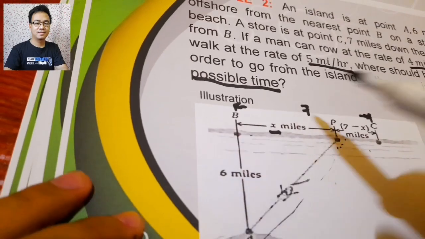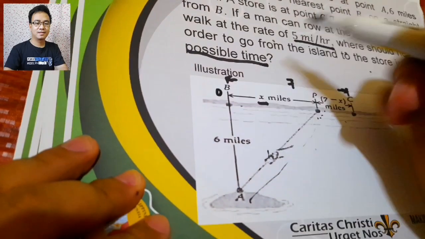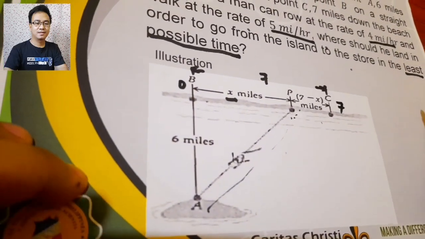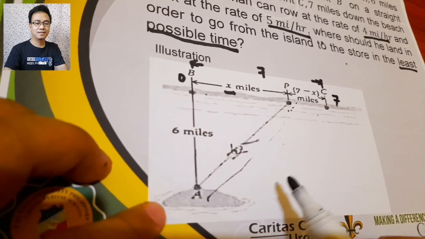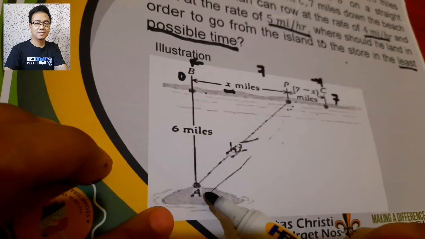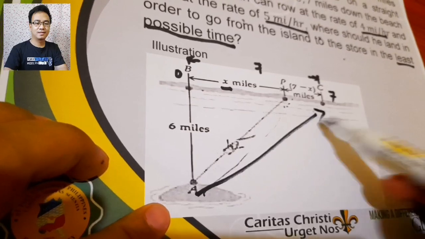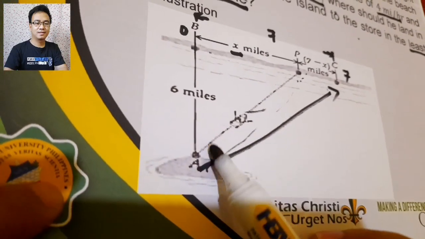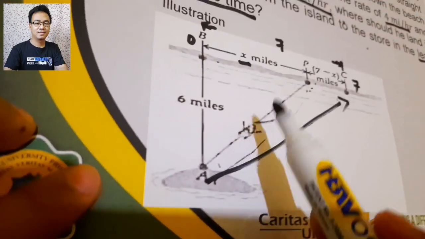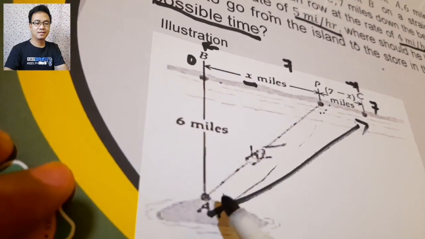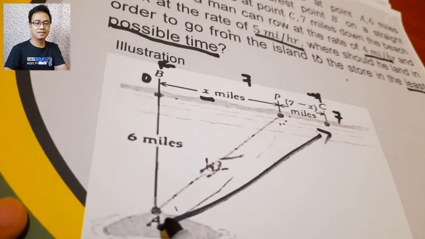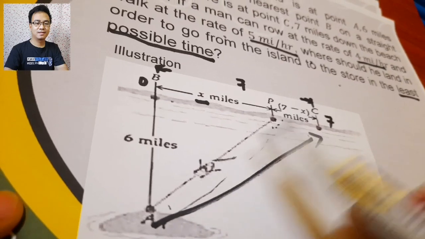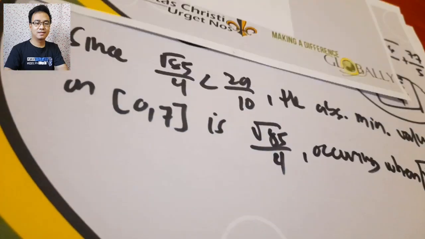If this point B is our origin at 0, and the distance from B to C is 7, then what can we conclude? It is better for the man to row from point A directly to the store without doing some walking. It is better for the man to go straight from the island at point A to point C, directly using the boat. So therefore, we can conclude.